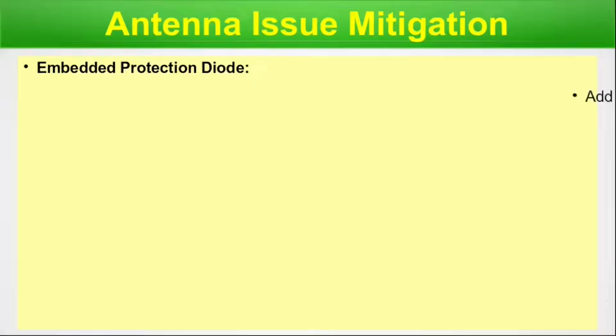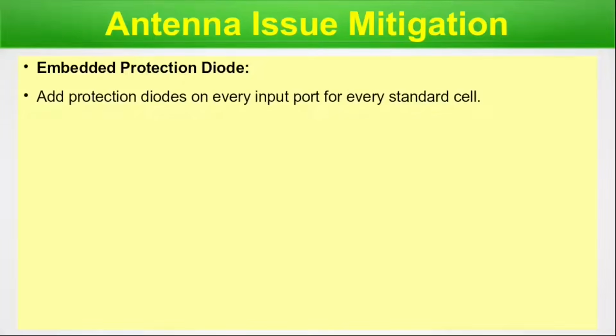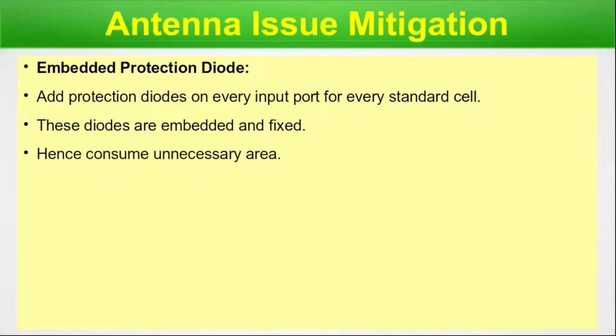Antenna issue mitigation. Here we will proceed with 2 more mitigation techniques. Embedded protection diode. Add protection diodes on every input port of every standard cell. Here we are using a precautionary diode. These diodes are embedded and fixed. Hence, these consume unnecessary area.